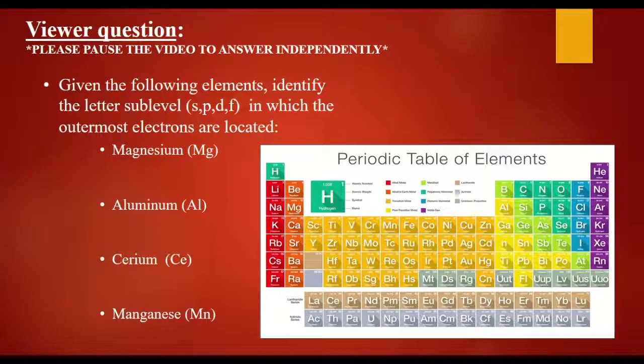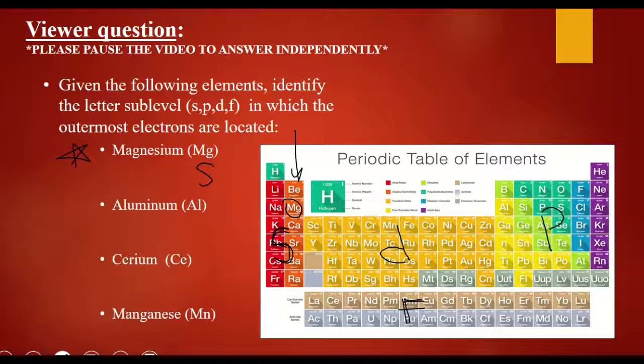So, to go over it, the first element that it gives us is magnesium. Magnesium is located right here, and we know this to be where S is located. We'll label them all. So this is S, over here is P, transition metal is D, and down here inner transition is F. So this one we know is S.